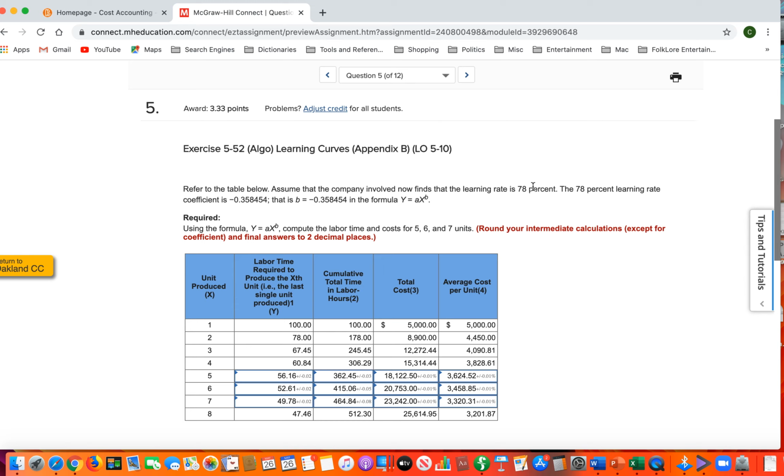But what you should note is the doubling here. It says a 78% learning curve. 100 hours the first time. The second time, which is doubled now, 2 is the double of 1, is 78% of 100, which is 78. Look at 4. Skip 3, but look at 4. 78% of 78 is 60.84. Then go down to 8. 78% of 60.84 is 47.46. That's what I want you to know.